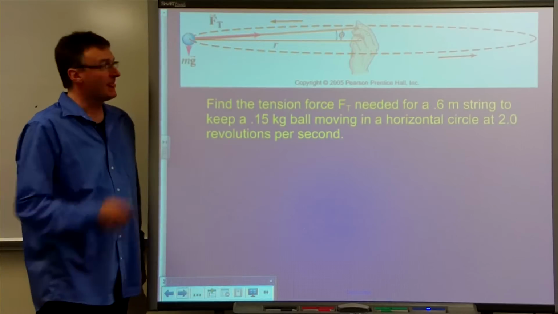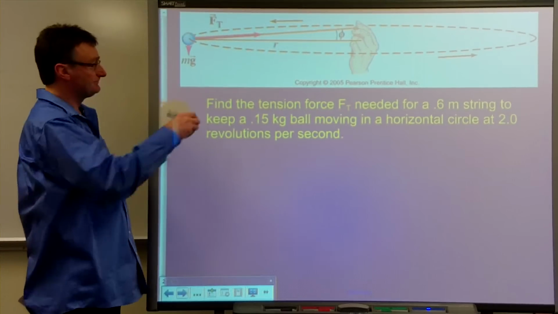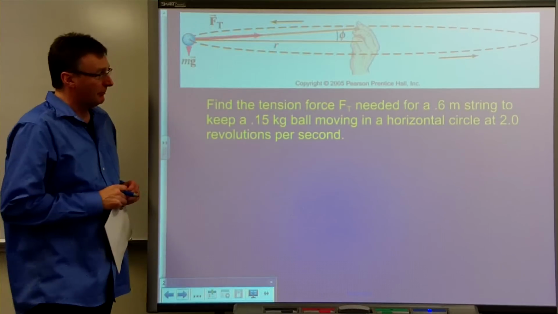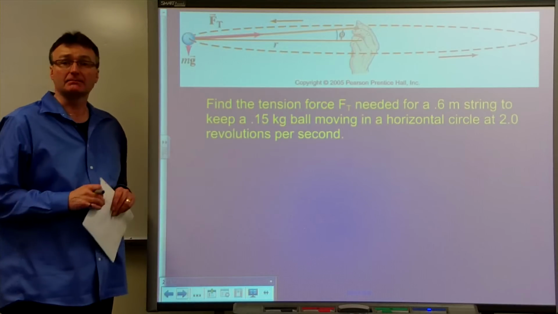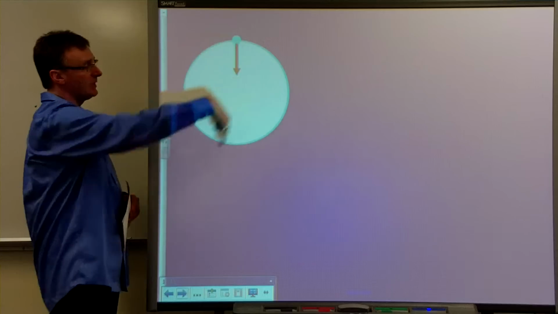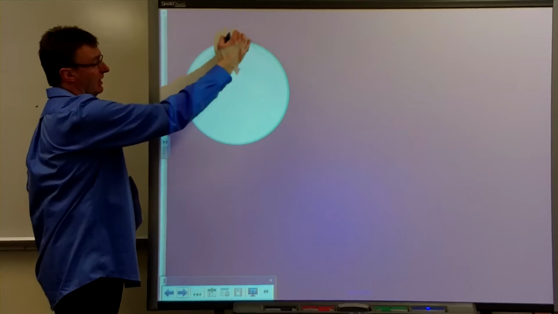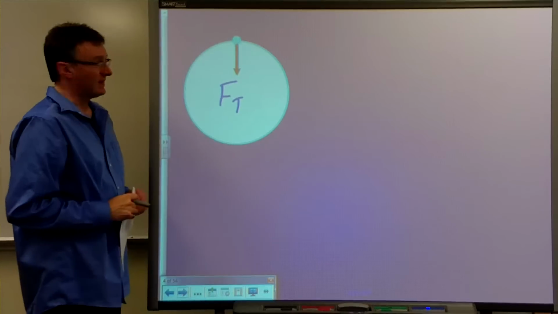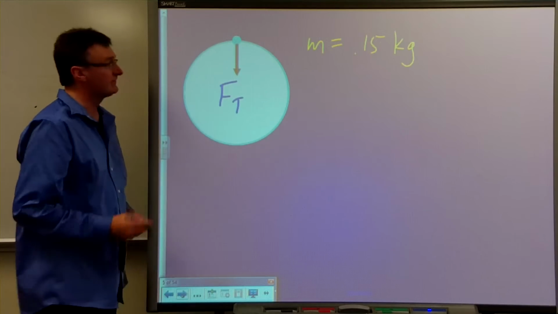So here's a typical simple sort of problem. It asks: find the tension needed for a 0.6 meter string to keep a 0.15 kilogram ball moving in a horizontal circle at 2.0 revolutions per second. So this is a typical kind of problem. We make our drawing here. It's fairly simple. We have our ball that's moving around in a circle like this. We have our force on there, and that'll be a tension force in the string, and it's toward the center of the circle of motion.